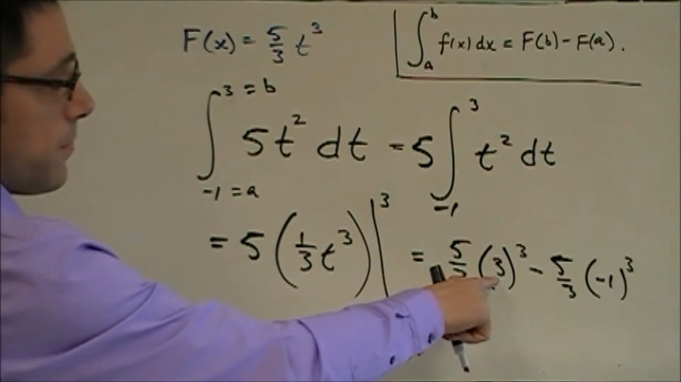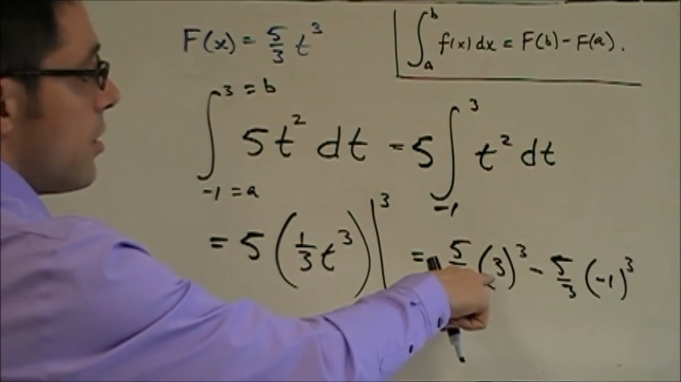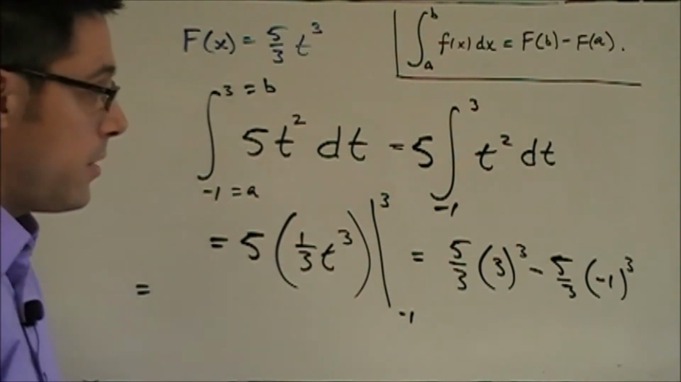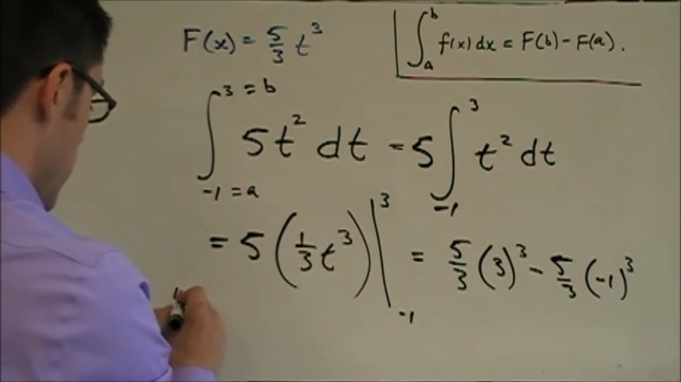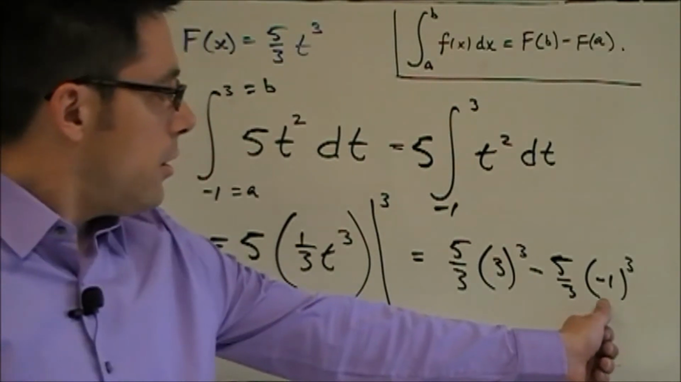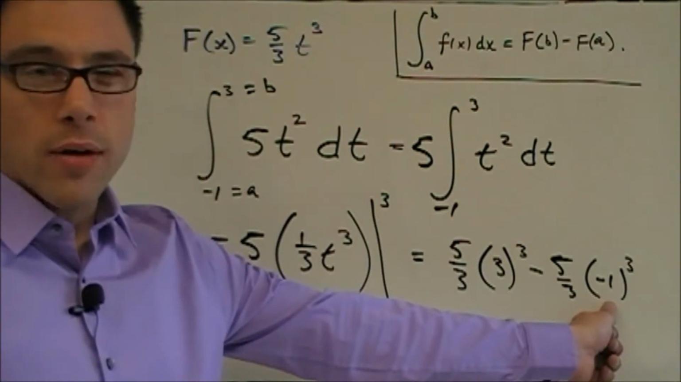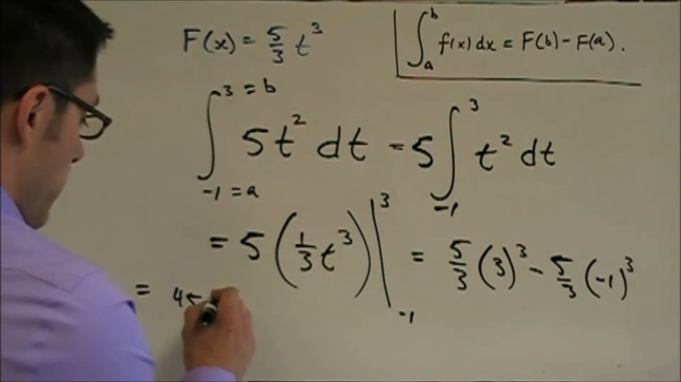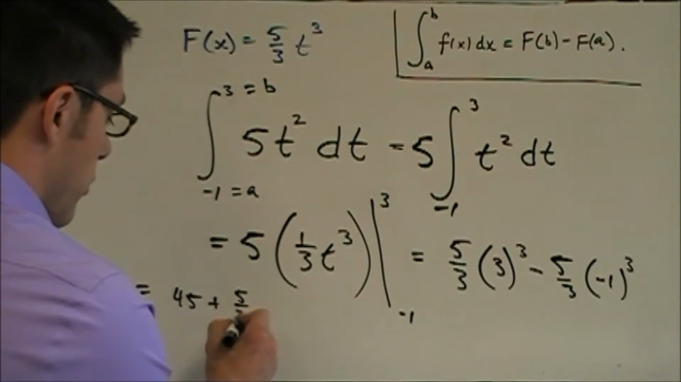What we have here is, well, this is 3 cubed. One of those 3's is going to cancel, and I'm going to get a 9. So 9 times 5 is 45. Minus, well, -1 cubed is going to be -1. So actually, the -1 is going to make this a positive. So we're really just going to get a positive here, and you're going to have a 5/3.